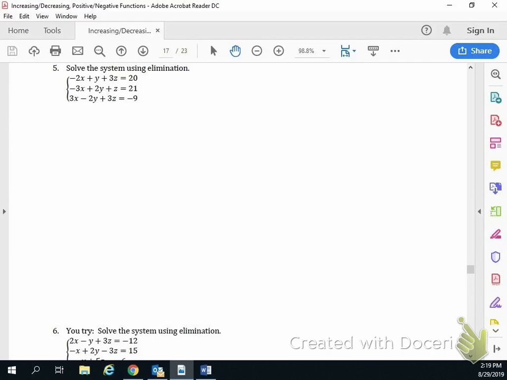So looking at number 5, the first example of elimination, let's go through this. So it's going to be a little bit different, L, on how we set this up. Okay, the very first step, and this is kind of new to you, so don't freak out here. I'm going to take the first and the second equation, and I'm going to set them up right on top of each other. I'm just rewriting the first equation and the second equation on top of each other.